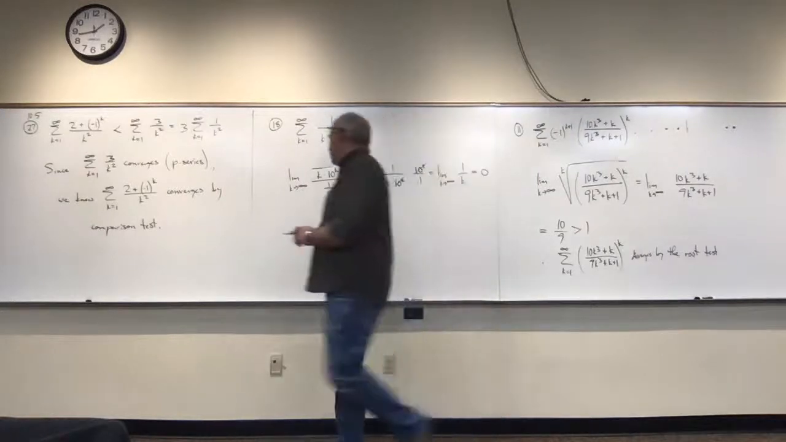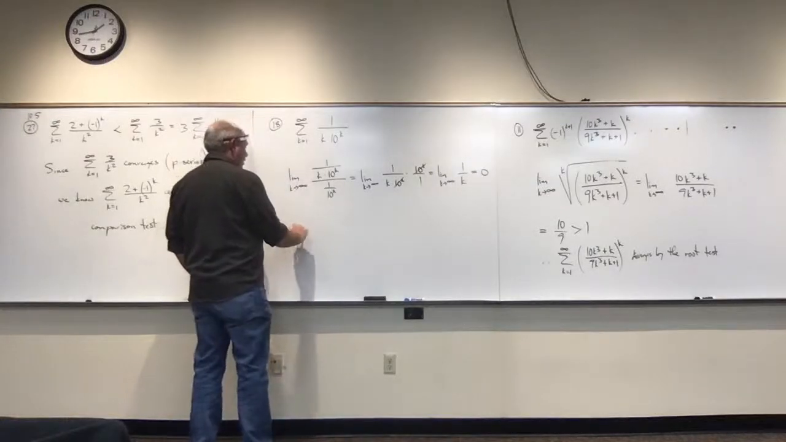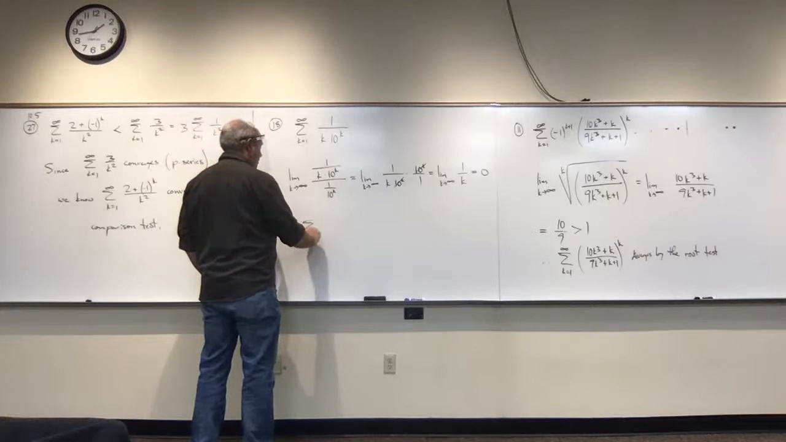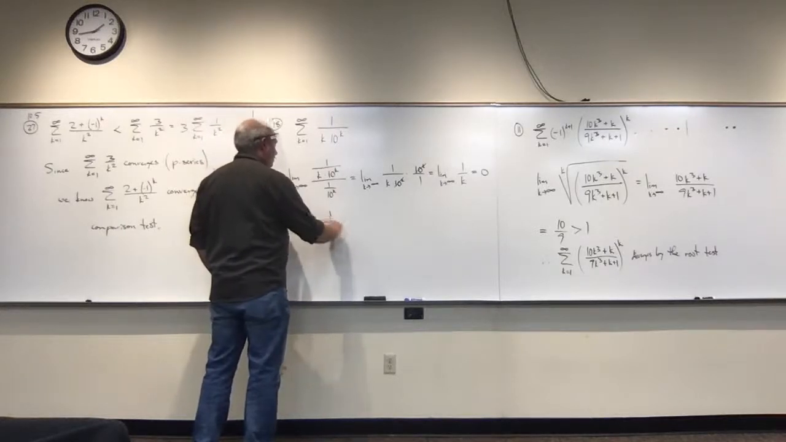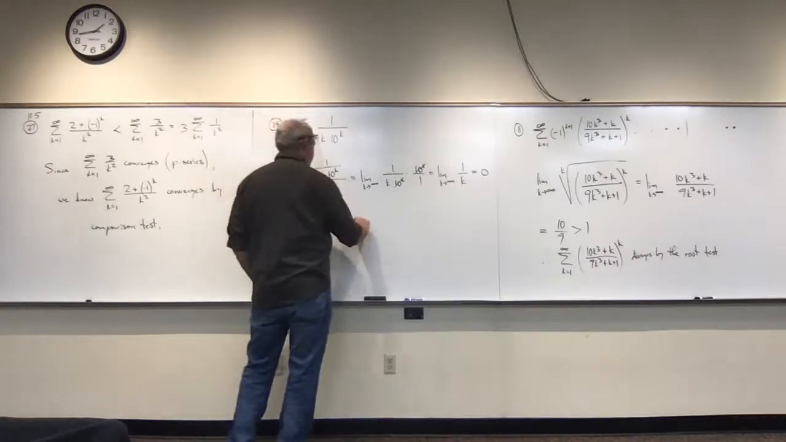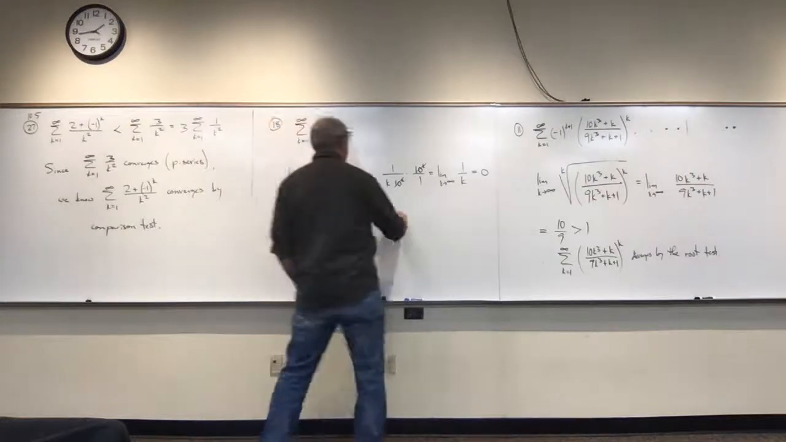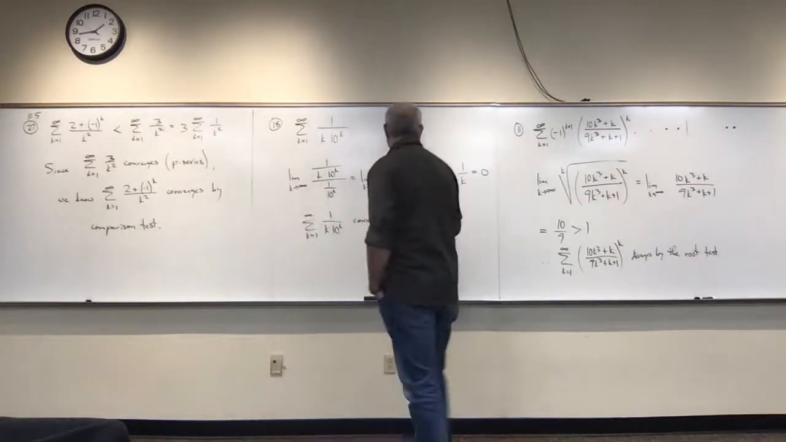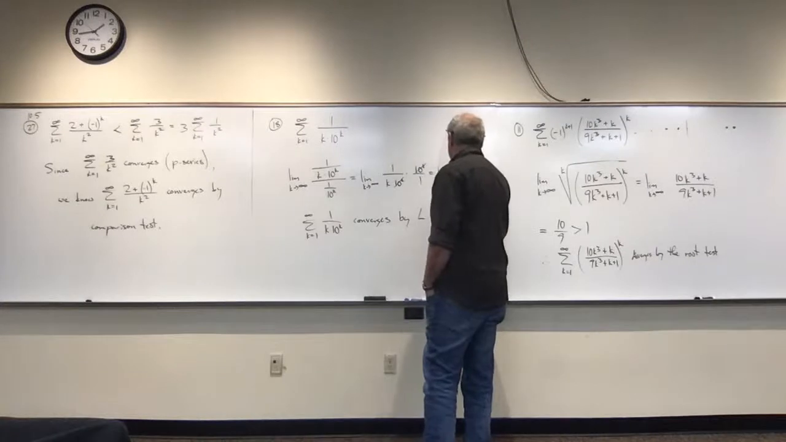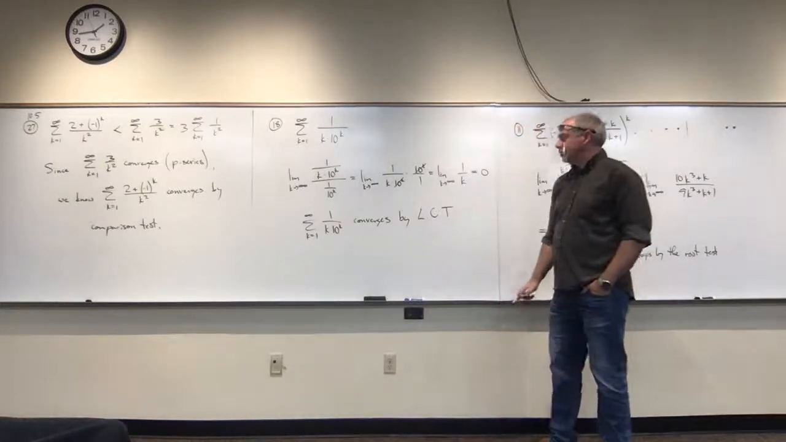So what we get, therefore, is the sum from k equals 1 to infinity of 1 over k times 10 to the k converges by the limit comparison test. And we're done.